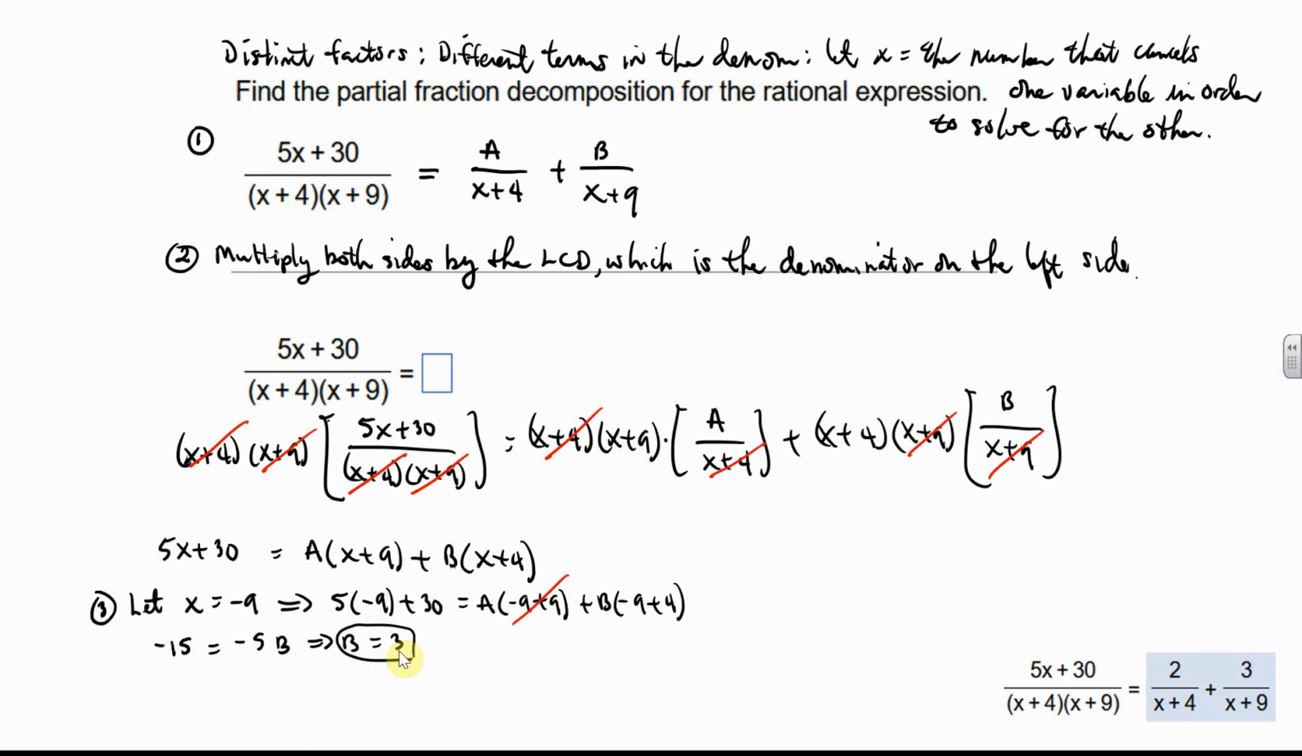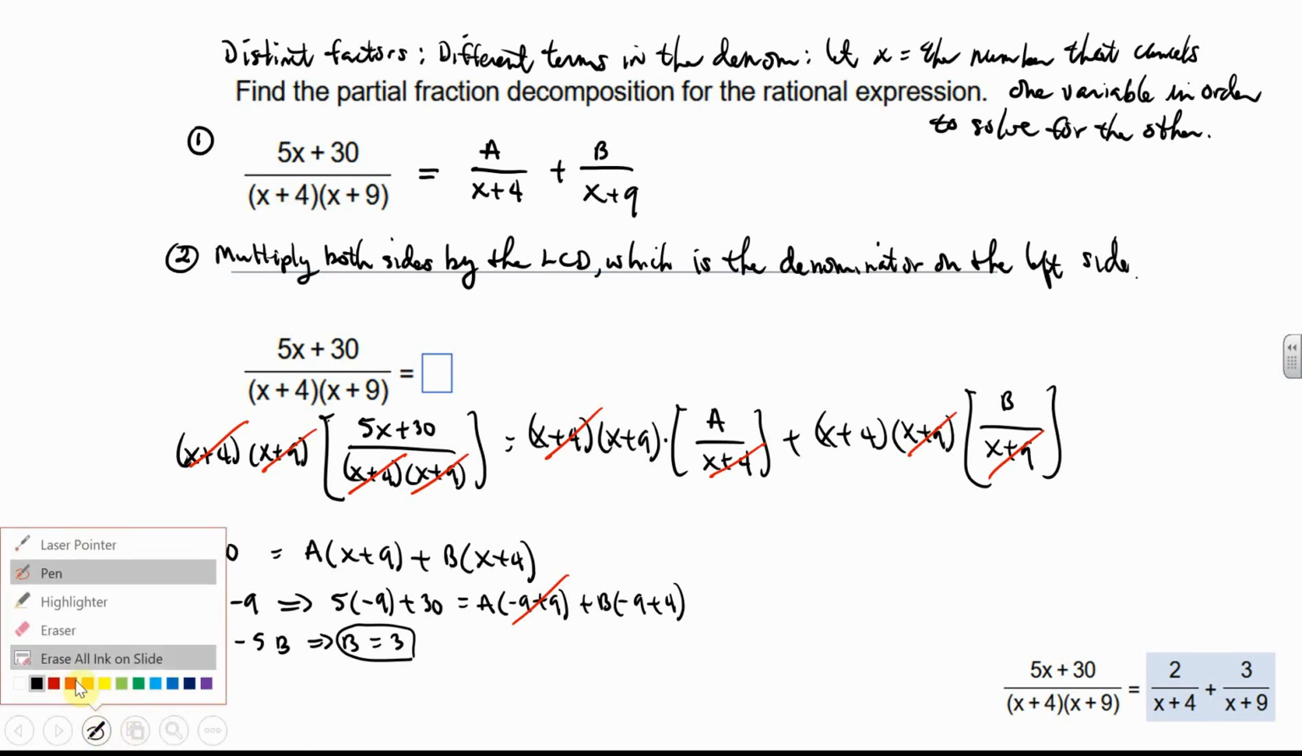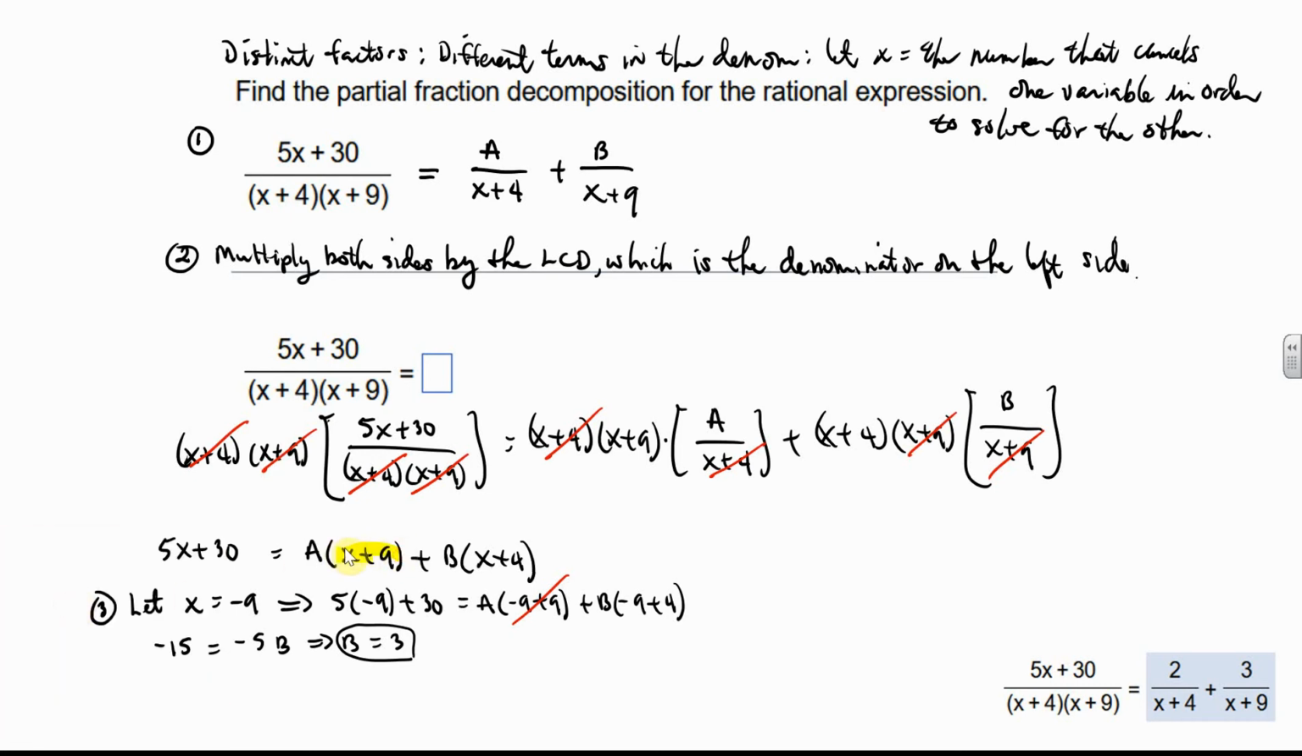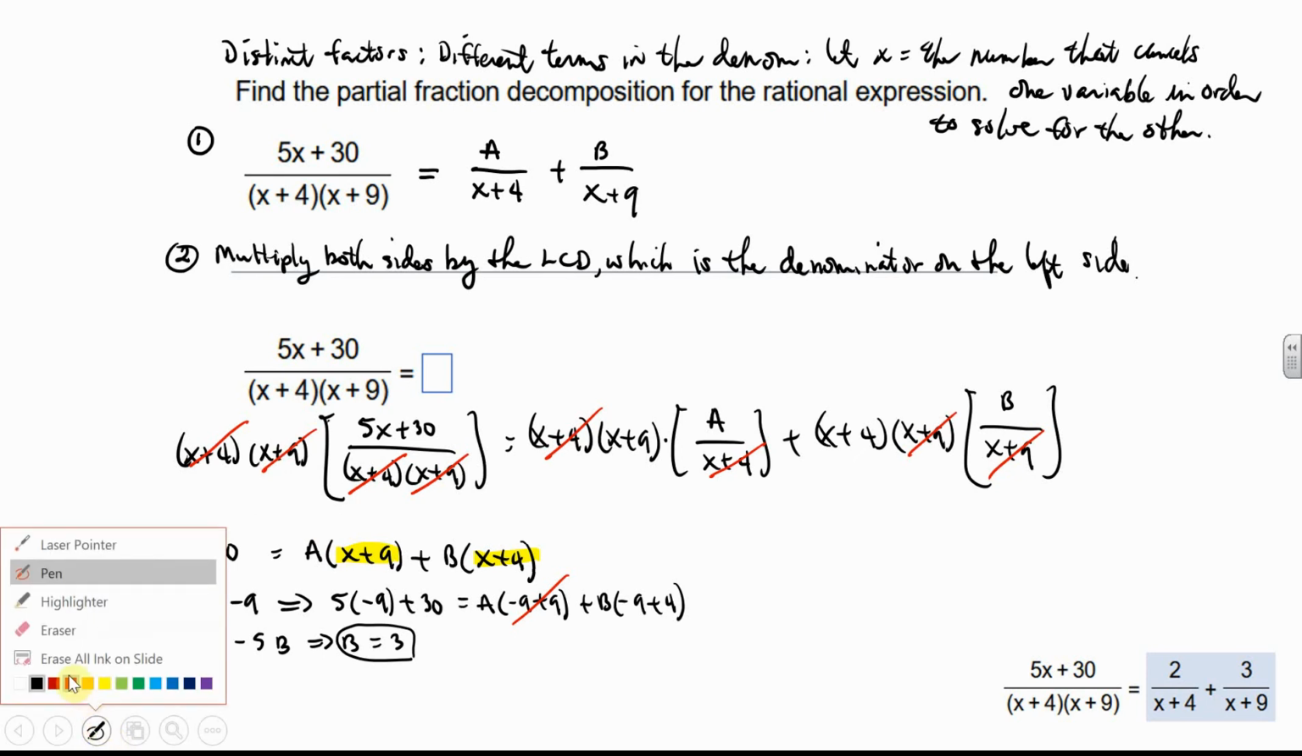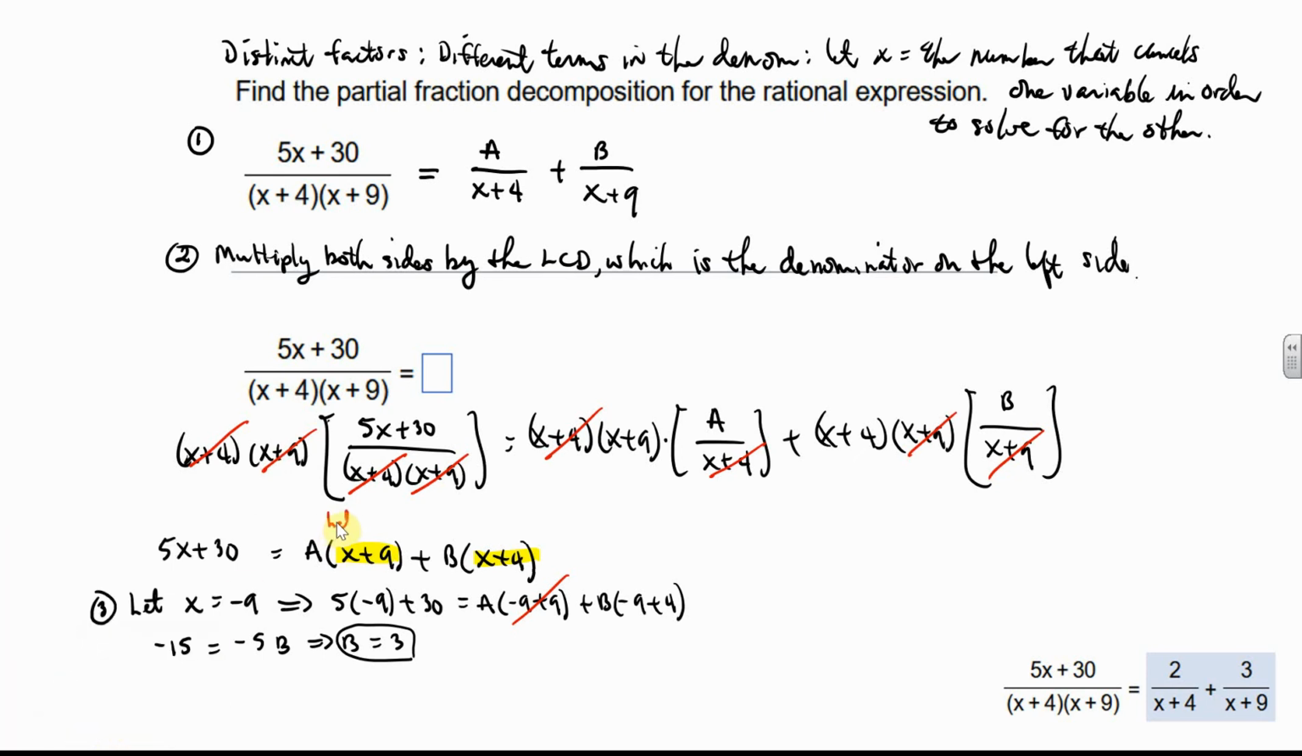Okay. Now we do the same thing. Here's what I'm looking at. I'm looking here. I'm looking there. So for this one, let x equal -9. It's just the opposite. It's going to cancel out that. And then for this one, you let x equal -4. So we do that now.